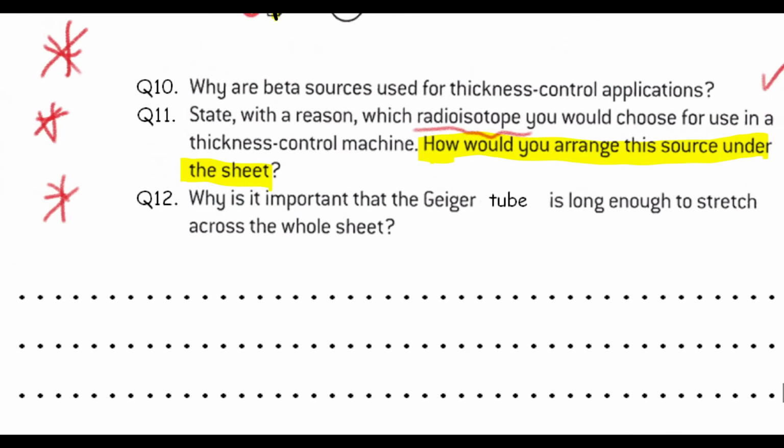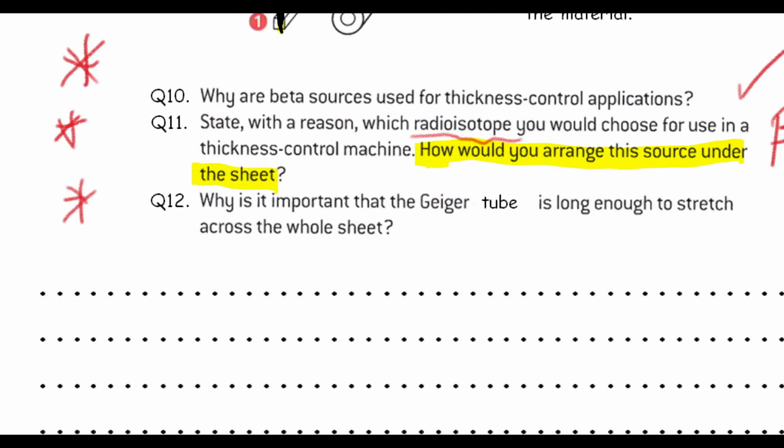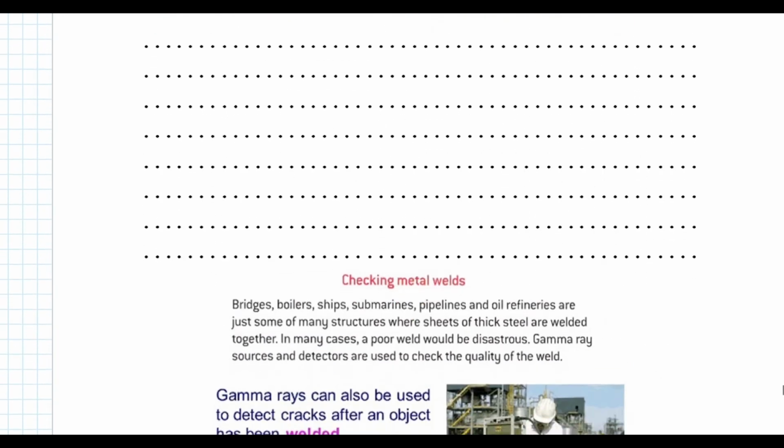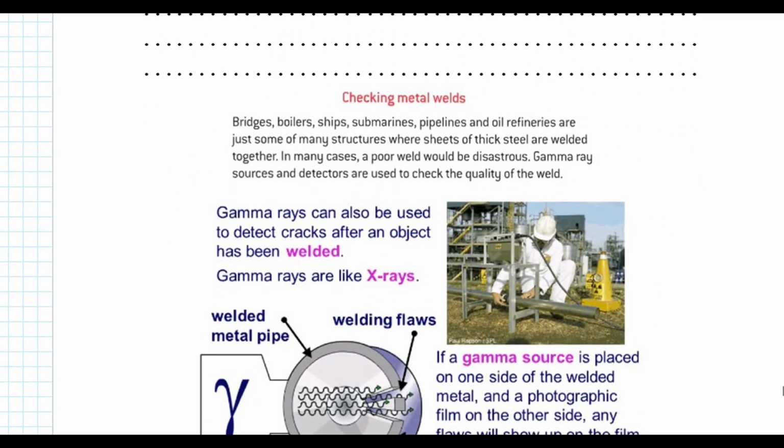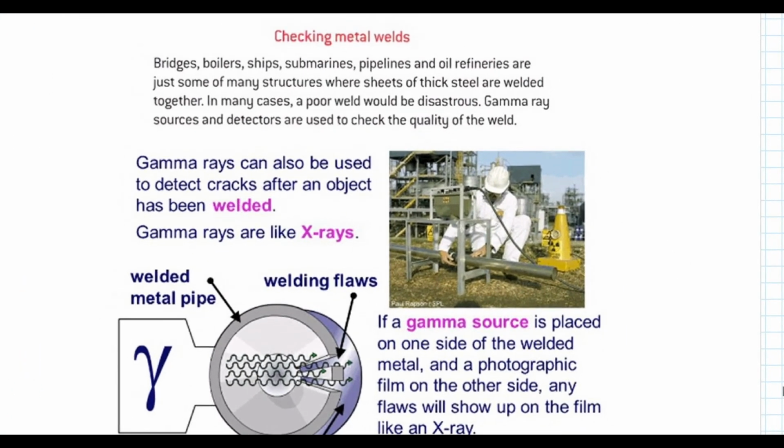Question 12. Why is it important that the Geiger tube is long enough to stretch across the whole sheet? Well, the answer: it needs to be long enough to stretch across the whole sheet to check the thickness of the whole width of the sheet. You wouldn't want one side of the sheet thicker than the other. Make sure then, please, you've answered, and if you've got them right, tick with a red pen. If it needs correcting or improving, again, do so with a red pen.